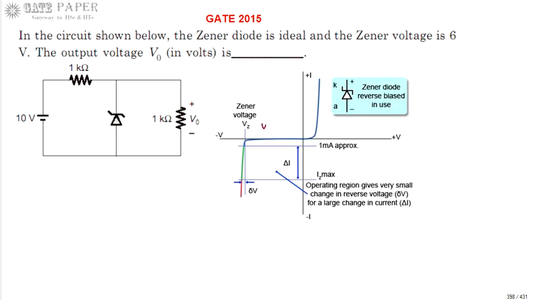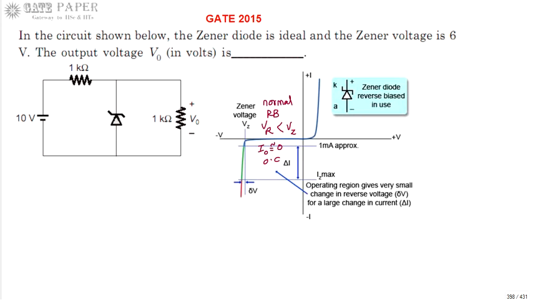Let us assume VR is the reverse voltage. If the applied reverse voltage is less than the Zener breakdown voltage, then it will be in normal reverse bias. In normal reverse bias, the current flowing is very small, that is the reverse saturation current. Ideally it is treated as 0. So practically it acts as an open circuit. Under normal reverse bias, the Zener diode acts as an open circuit.